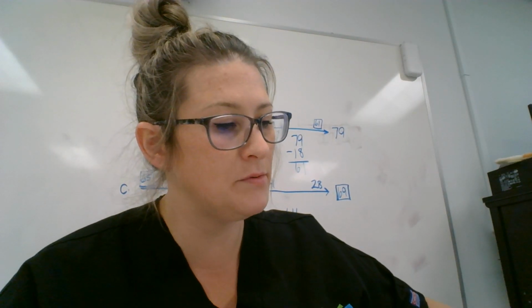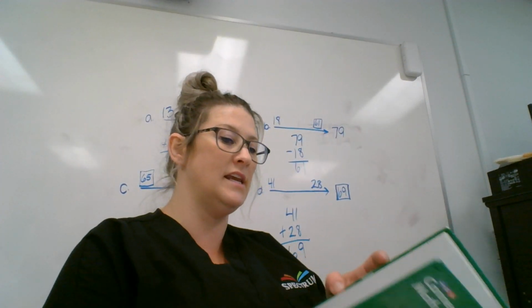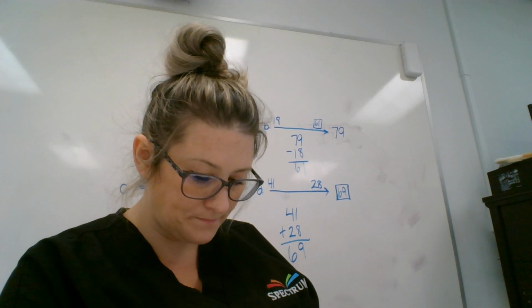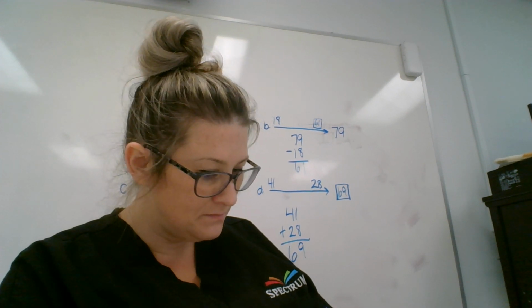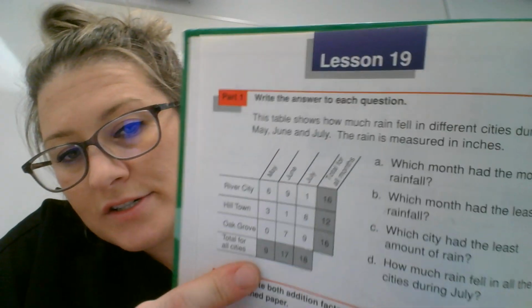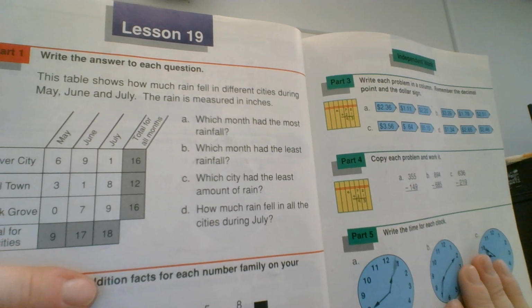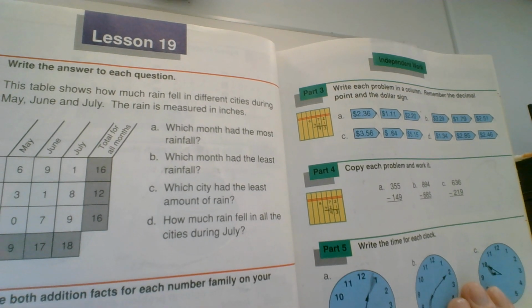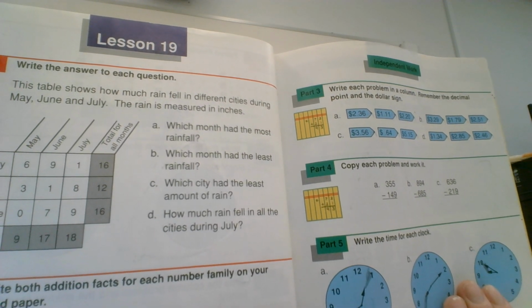I will give you guys a couple seconds to do those. The questions that you're going to answer are going to be in your textbook, okay? So when you open your textbook to lesson 19, you are able to actually check your answers that you solved. And then we're going to go ahead and write A, B, C, and D on your paper, and you are going to go ahead and answer the questions.